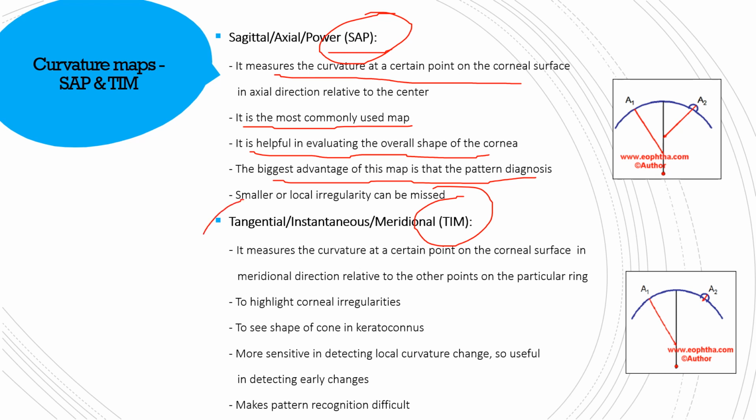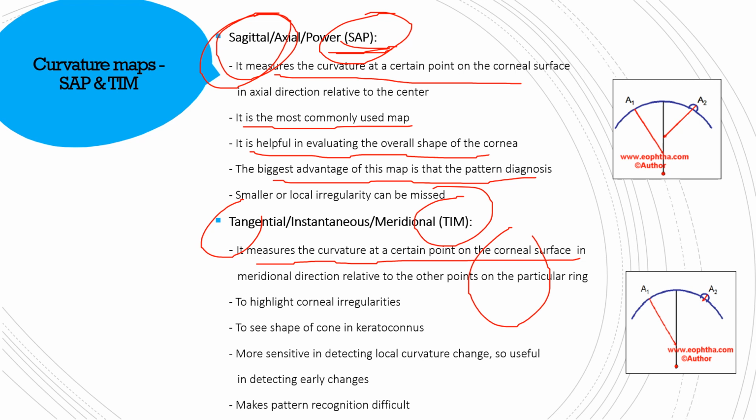On the other hand, the tangential map is for the measure of the curvature at a certain point of the corneal surface, but because this work has been taken over by the pachymetry maps and the elevation maps, nowadays most of the machines have got a sagittal or axial map incorporated into the printout. So I repeat, SAP map, which is sagittal, axial, or power map, gives you a general shape of the cornea, and it does not measure the minute details which are actually measured by the pachy map and the elevation maps.